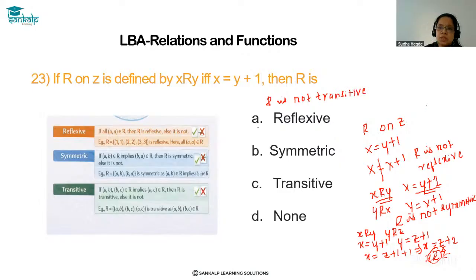Now check the options. R is not symmetric. R is not reflexive. R is not transitive. So option D, none, is the correct option. Got it right? Thank you.